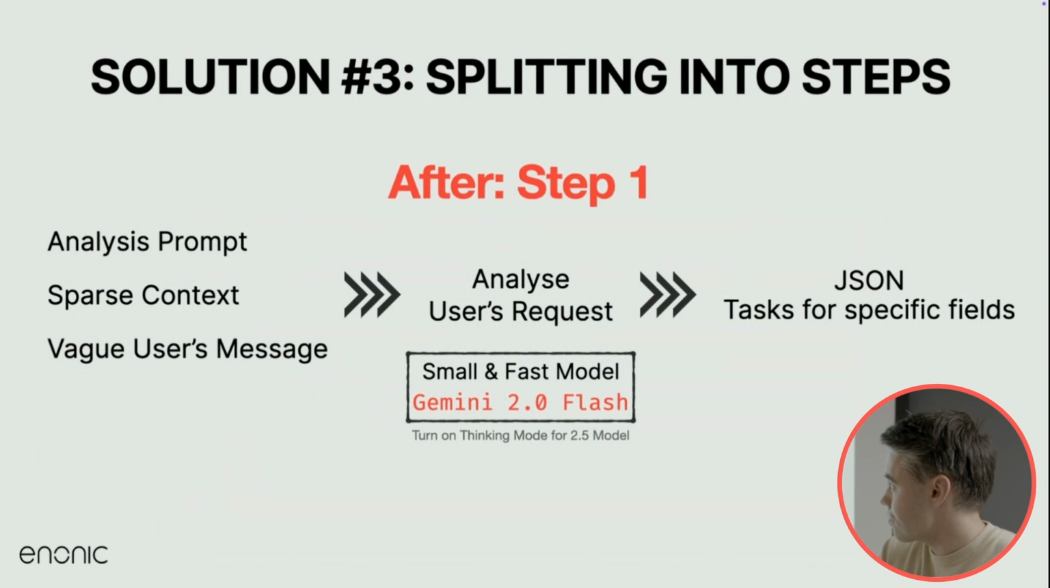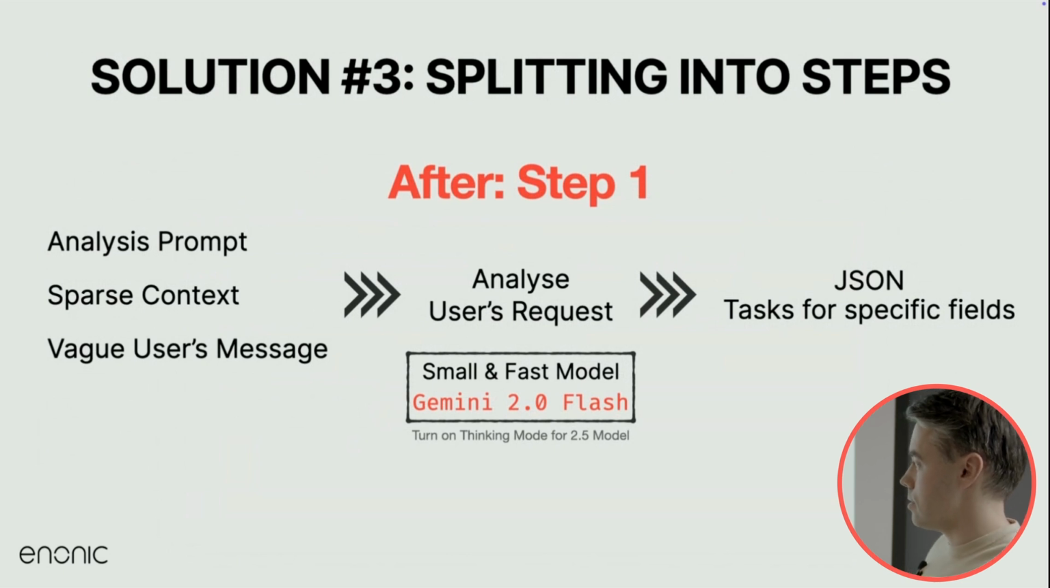The first step now contains a master-crafted analysis prompt. We now also provide more sparse context, so it's faster and more focused. But we still send the user's message. We use a faster model, a small one, but we configure it to have a lower temperature, also lower nucleus sampling, and some other stuff. We are using Gemini 2.0 Flash on production, but since 2.5 is still in beta, I would recommend switching to 2.5 if you are using Gemini, because it's just much better.